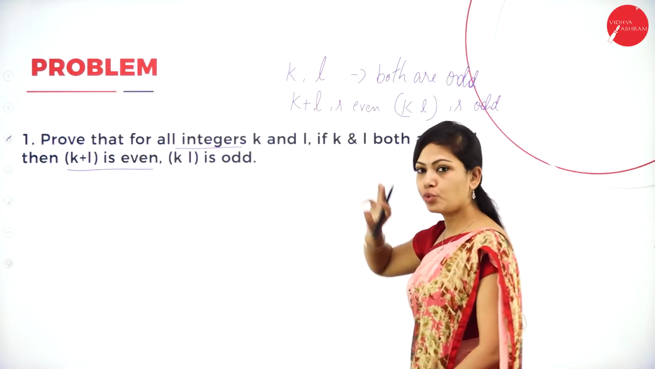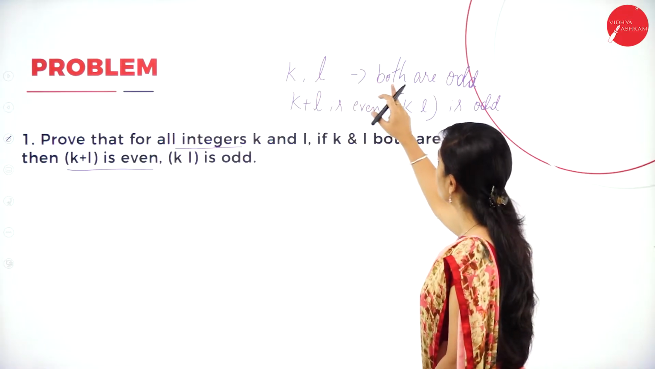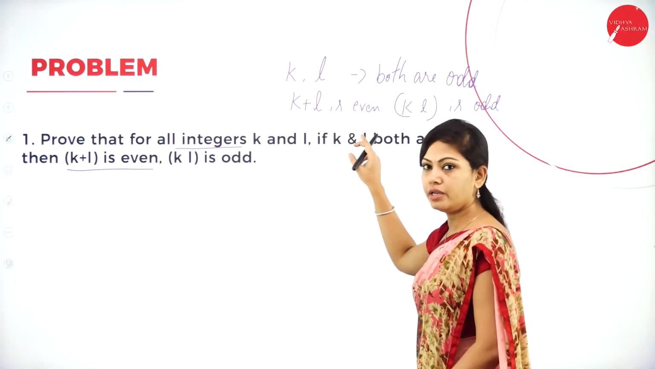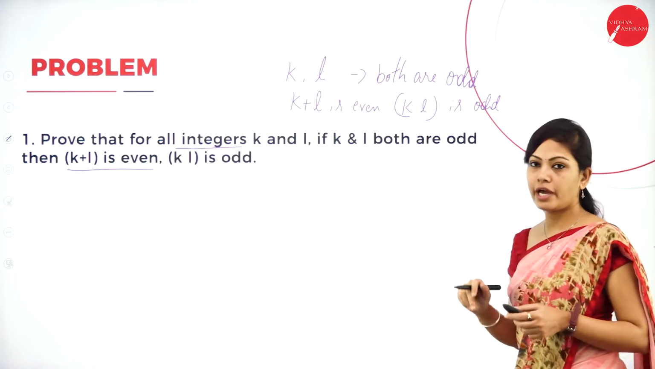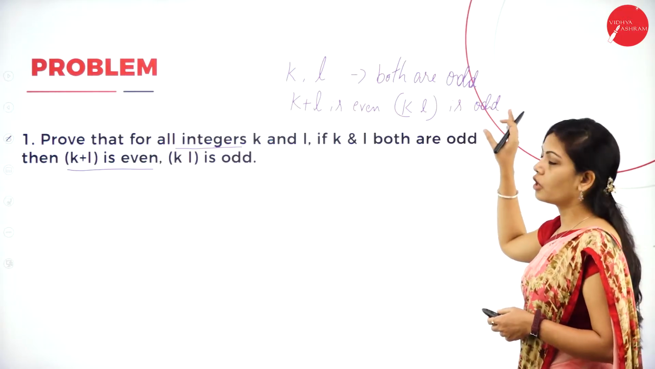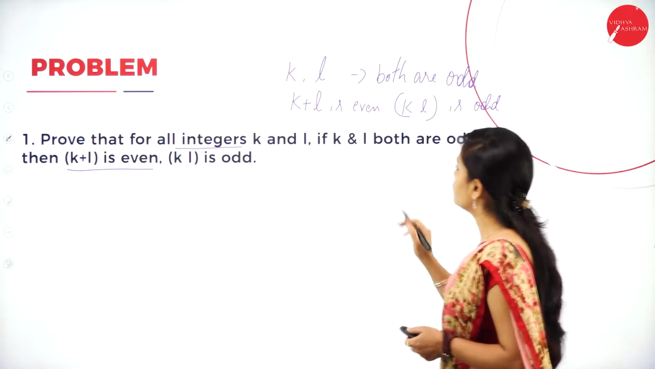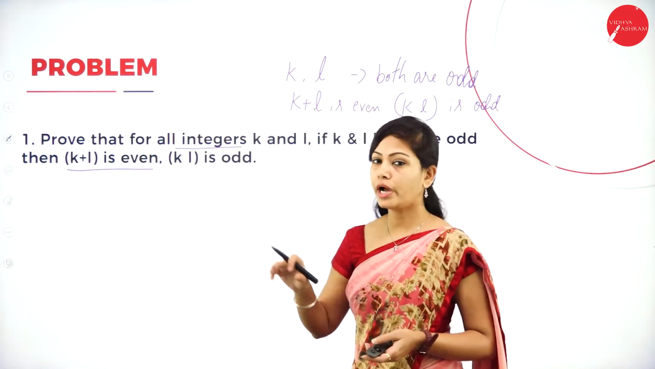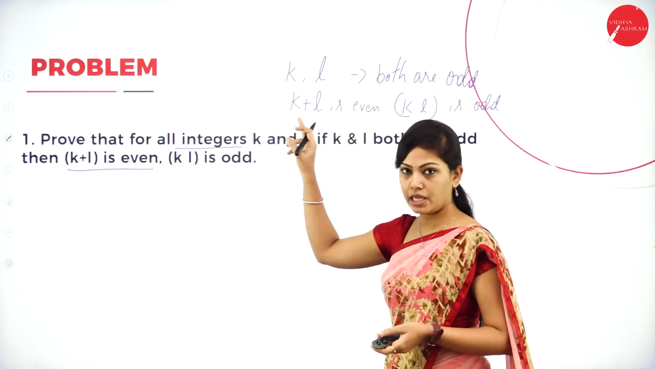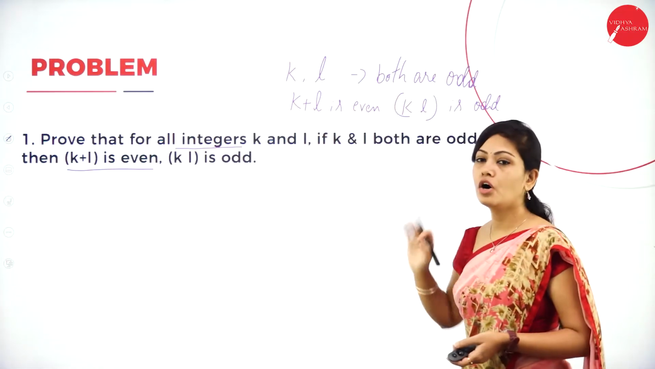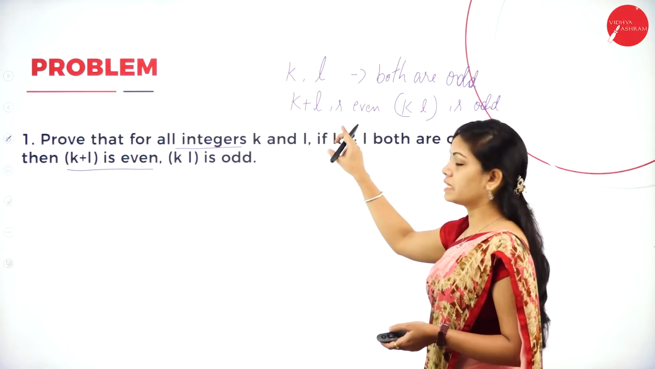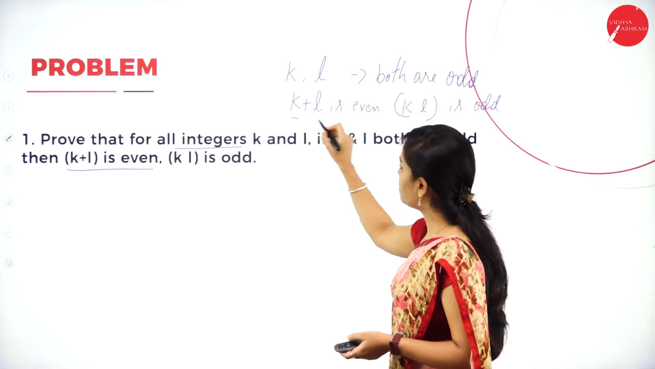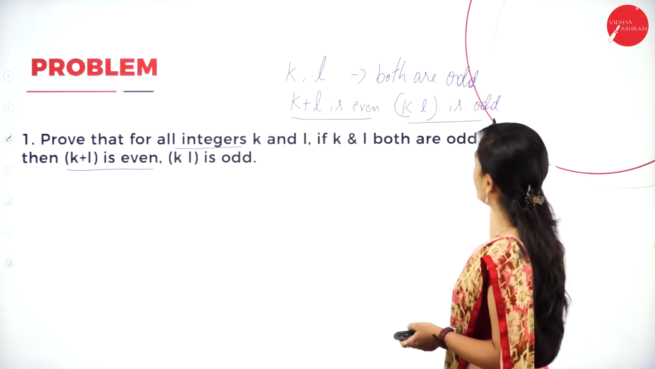Here we have two integers, k and l, both are odd, and k plus l is even and kl is odd. We have to prove that. Clear? Here you have two integers called k and l. We have to prove that both are odd, and k plus l and kl are given. So now we have to prove that k plus l is even and kl is odd.